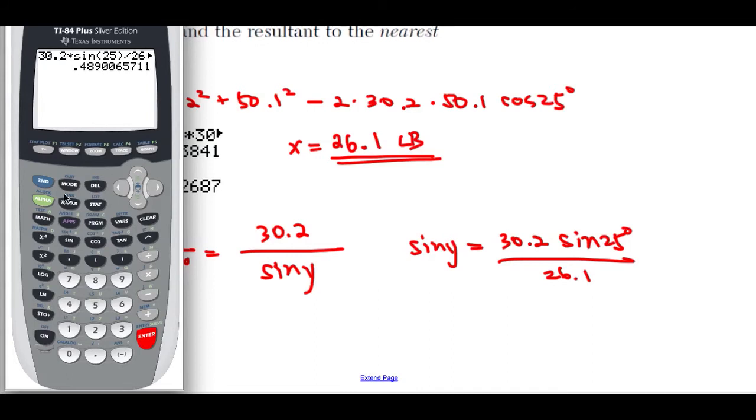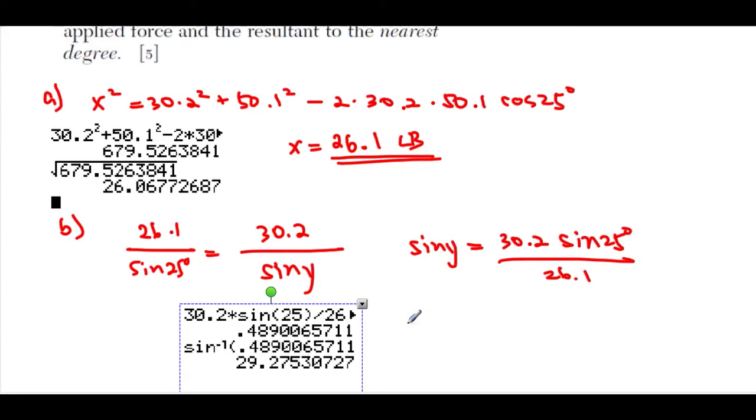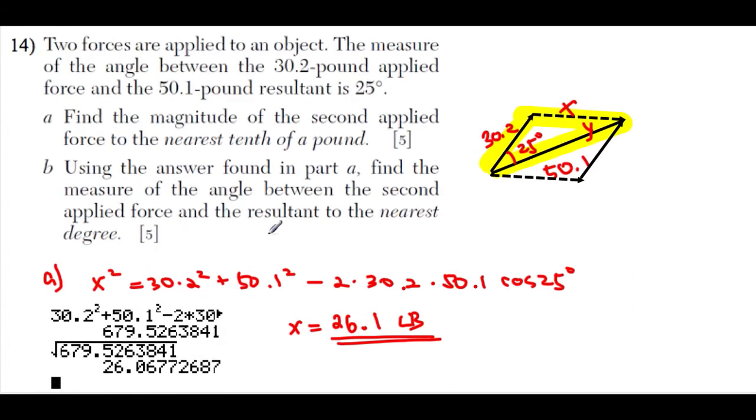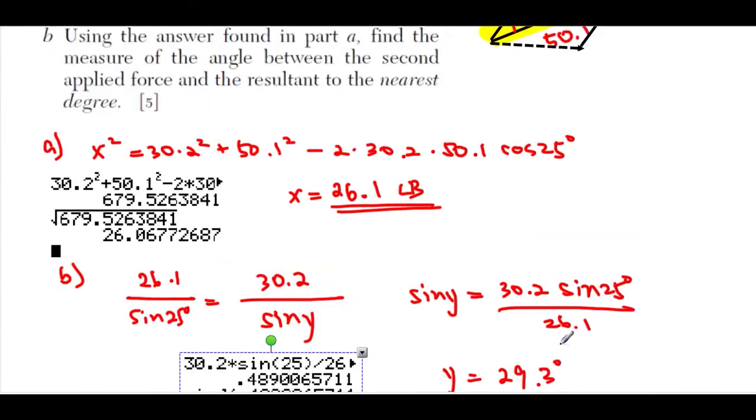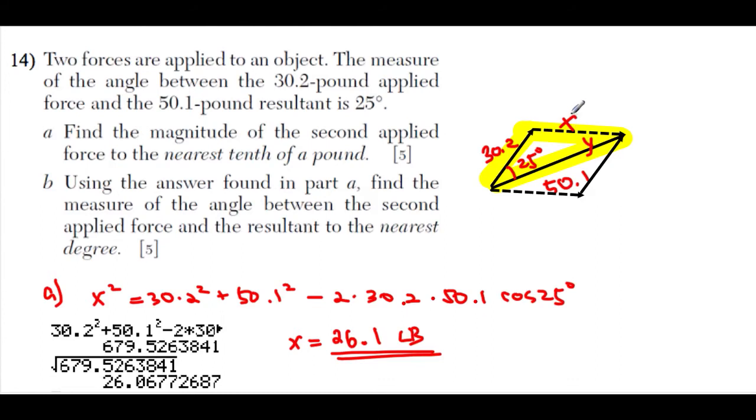So to get the angle from that sine value, y becomes 29.3 degrees. Nearest degree, so it's going to be 29 degrees. Alright, and that makes sense. Once this one is 26, this side is a little bit bigger than this side, hence this angle is a bit bigger than this angle.